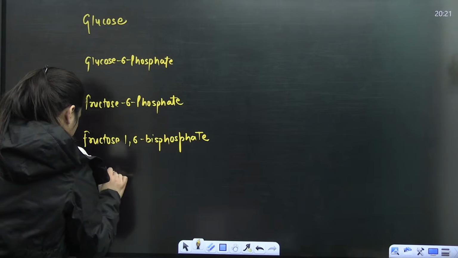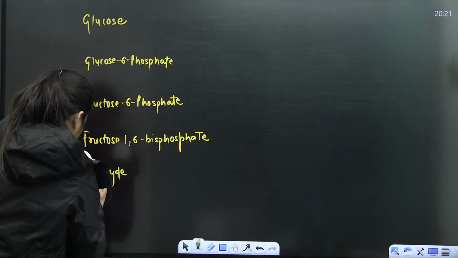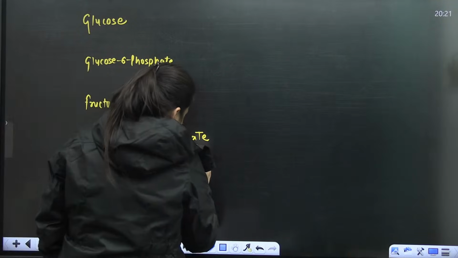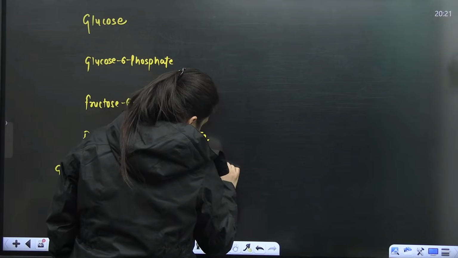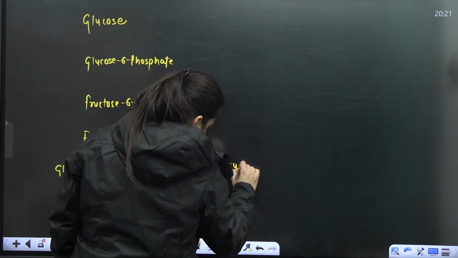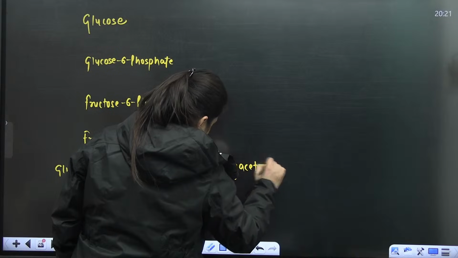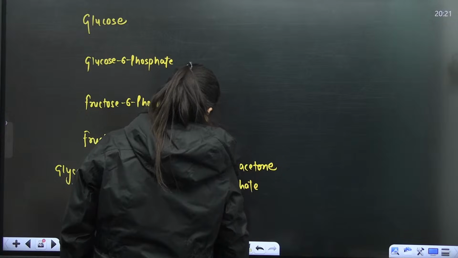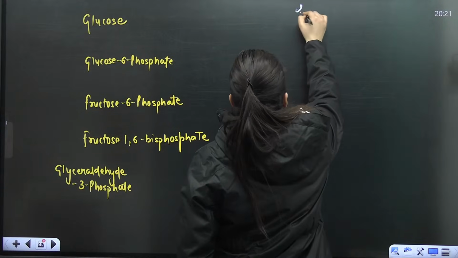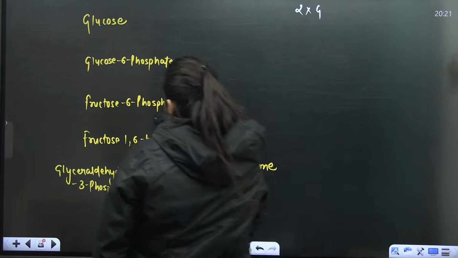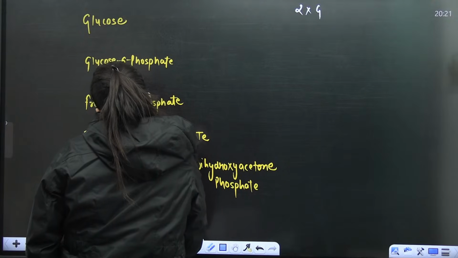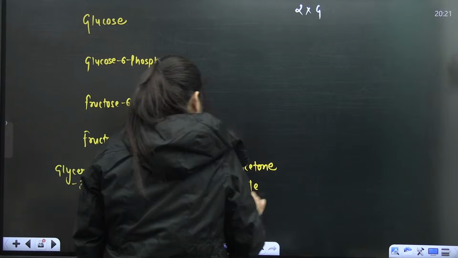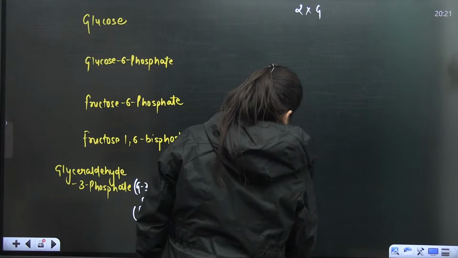Glyceraldehyde 3-phosphate. Dihydroxyacetone phosphate. Then for glyceraldehyde 3-phosphate, we'll use the short form G3P or PGAL. We'll explain it. This is DHAP.